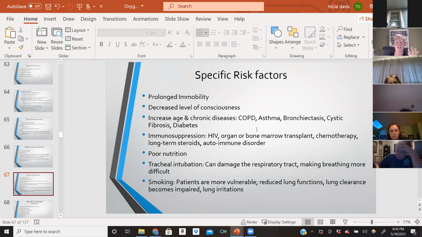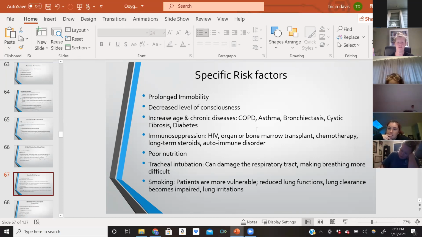We know that the increase in age and the changes that we see along with chronic diseases like COPD, asthma, bronchiectasis, cystic fibrosis, that's usually seen in younger patients, and diabetes, these can all have an issue and cause complications that could develop into pneumonia.